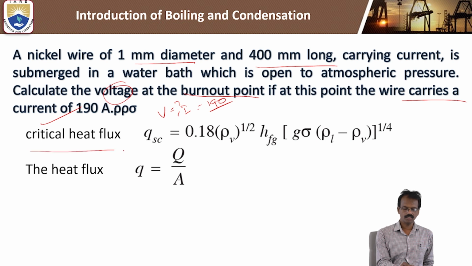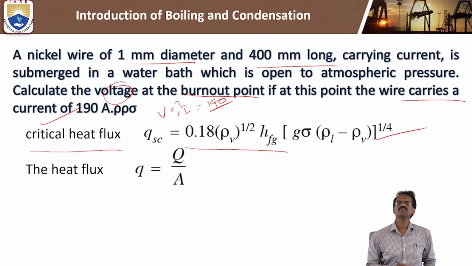You know the critical heat flux formula. You can collect this one from the data book also. So the critical heat flux is equal to 0.18 into rho V, the vapor density, to the power 1 by 2, into h fg into g, acceleration due to gravity, sigma, surface tension, and rho L minus rho V, density of the liquid minus density of the vapor, to the power of 1 by 4. By using this formula, you can find out the critical heat flux.